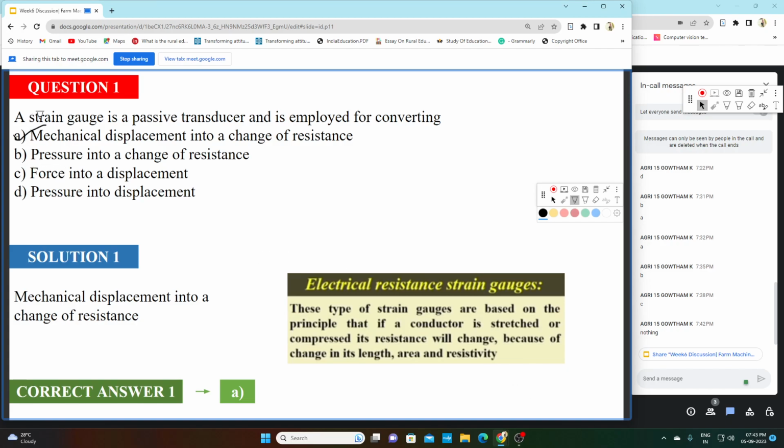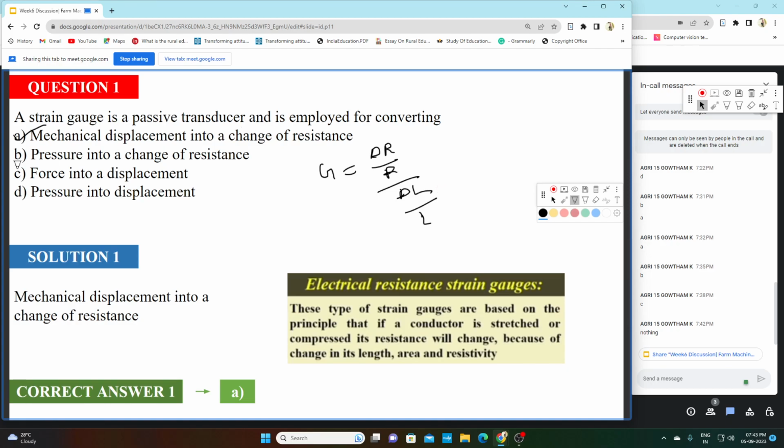So this is the first question. The strain gauge is a passive transducer and is employed for converting: A, mechanical displacement into change of resistance; B, pressure into change of resistance; C, force into displacement; and D, pressure into displacement. What I have already told you is that for a strain gauge we are measuring the gauge factor, that is delta R by R divided by delta L by L. So how does this strain gauge measure your quantity or force?